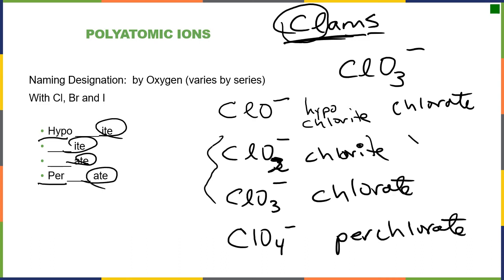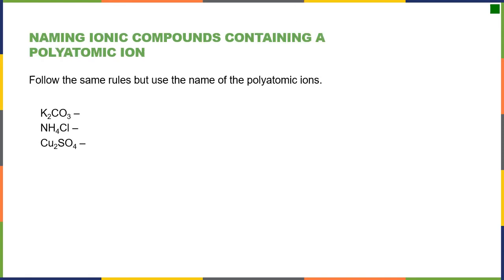These two make reasonable sense, and these come straight out of biology with hypo and per. And remember, per is going to be one more than chlorate. Hypo is going to be one less than chlorite. Note you can also do this series with bromine and iodine. So that gets us through the polyatomics.